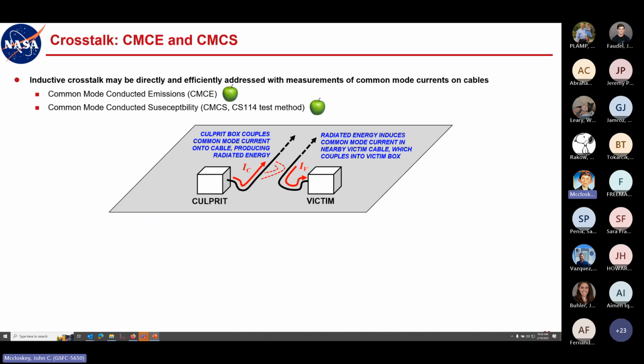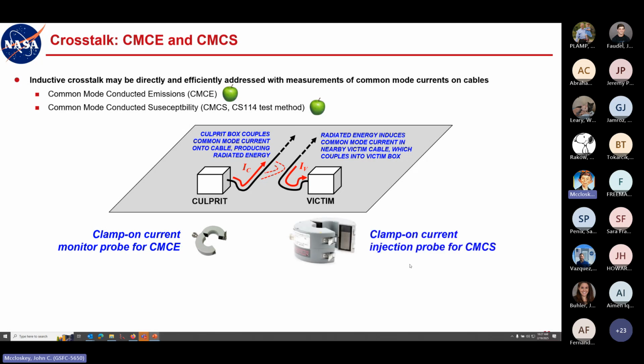So inductive crosstalk may be directly and efficiently addressed with direct measurements of common mode currents on cables. We can measure the emissions, and we can characterize the susceptibility with the CS114 test method. And fear not, I've got a whole session on that planned. These are done with clamp-on current probes. You clamp on a current monitor probe to make emissions measurements, and then clamp on an injection probe for susceptibility testing. They're basically the same type of construction, differing just in size, because they both use Ampere's law and Faraday's law.